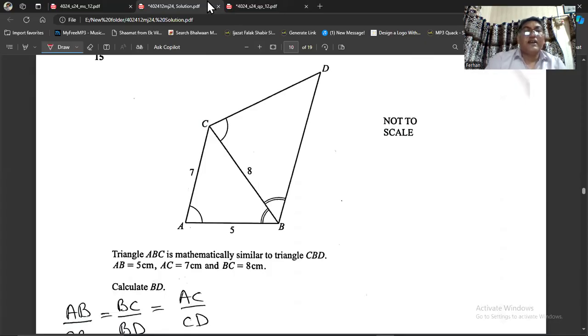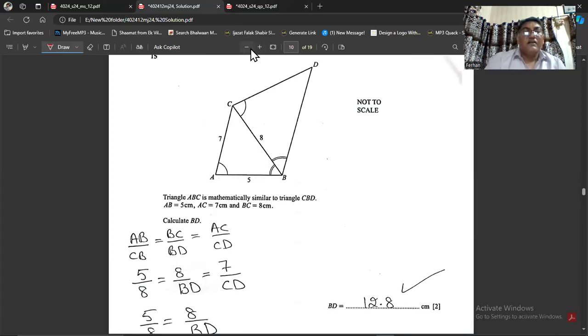Okay, so let me show you how we have done this, because the names are given. So from the names I can very easily. Okay, so here we have AB divided by the CB, because they are two similar triangles, so their sides will have the same ratio. The corresponding sides will have the same ratio. So we will have AB divided by the CB will be equals to the BC divided by the BD equals to the AC divided by the CD. AB is 5, CB is 8, BC is 8, BD is the question, AC is 7, CD is we don't know.